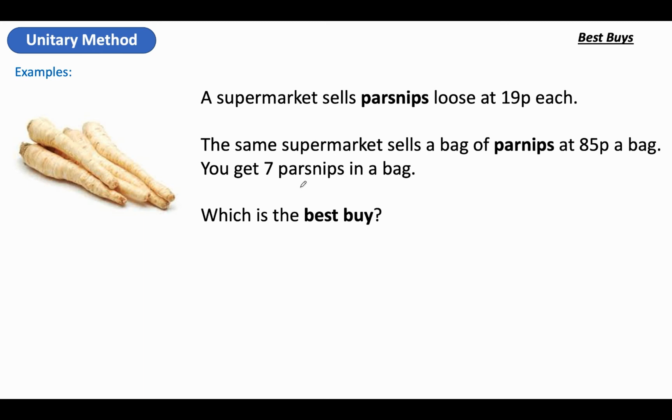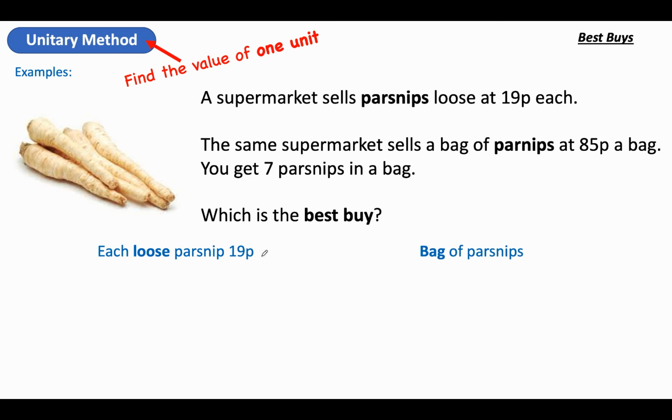And I'm going to do this using the unitary method. We're going to find the value of 1 unit. So in this case, I'm going to find out how much 1 parsnip is in both offers. Okay, well, firstly, each loose parsnip in this one, 1 parsnip is the same as 19 pence. I don't need to do any calculating because it's there. 1 parsnip, 19 pence. Now, over here, I've got 7 parsnips and they cost me 85 pence. So I'm going to use unitary method. I'm going to find out how much 1 parsnip is. Now remember, we divide by itself. So I divide by the 7. 7 divided by 7 is 1. But of course, what I do to one side of my ratio, I need to do to the other. Otherwise, it just won't be in proportion anymore.